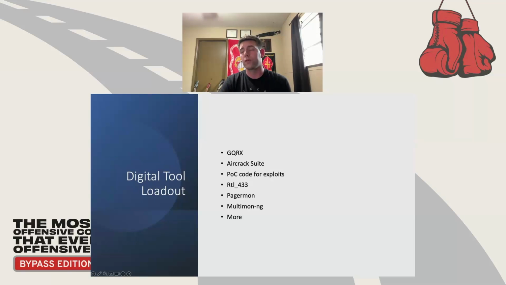RTL 433, this is going to be in conjunction with your SDRs. There's lots and lots of built-in decoders for custom equipment. Some that I've seen that is directly relevant here is some security tools. Some physical security devices will transmit on 433 or 315 megahertz, and you'll be able to see if those systems are armed, disarmed, and depending on the system, maybe manipulate that. PagerMon and Multimon-NG, that's for your pager comms. I'll get into that in a little while.